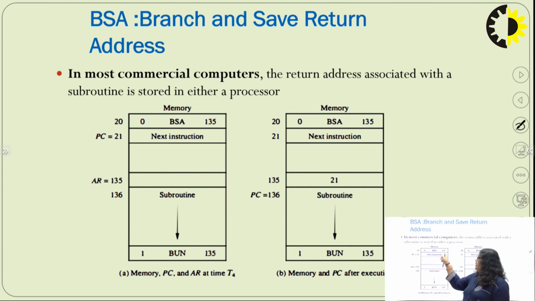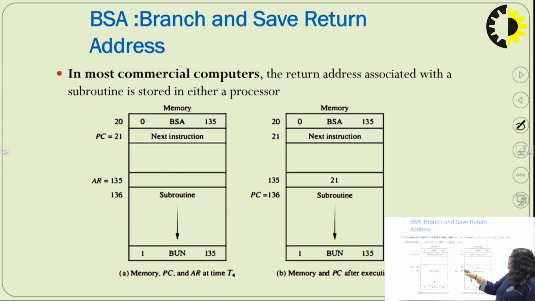BSA is the branch and save return address. 135 is the address, bits 0 to 11, and the PC value is 21, that is PC plus 1, which holds the next instruction address. When we execute that instruction, 135 stores the value of the next instruction address, because after executing that subroutine we have to move on and find the address of the next instruction.